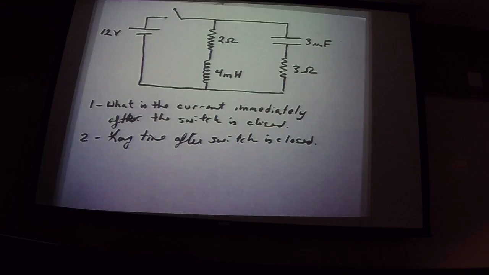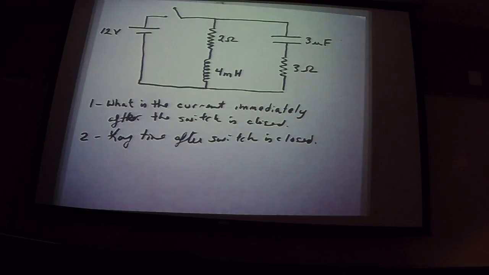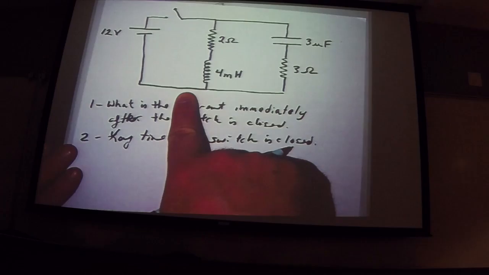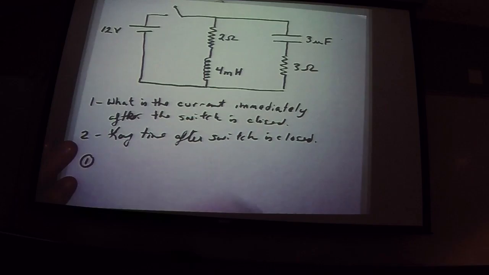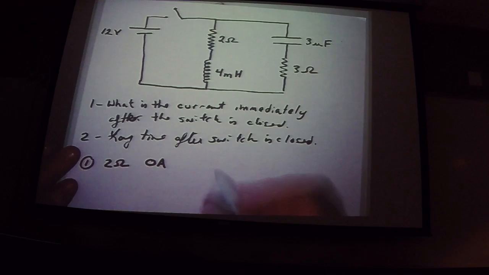So, immediately after the switch is closed, what happens? What about the branch with the inductor? No current. There's no current through it immediately after it's closed. What about the branch with the capacitor? Current freely flows through the branch with the capacitor. So immediately after the switch is closed, this branch is where the current is going to be. There's going to be no current here.